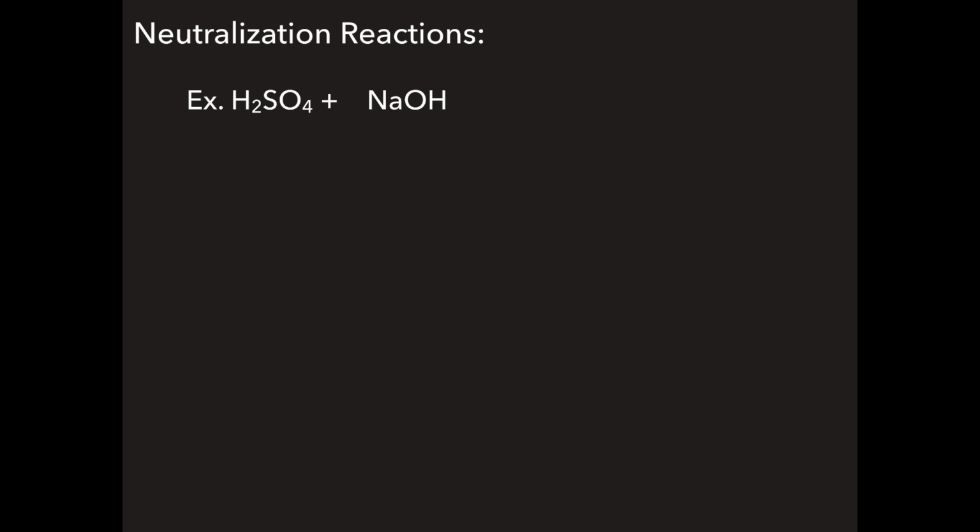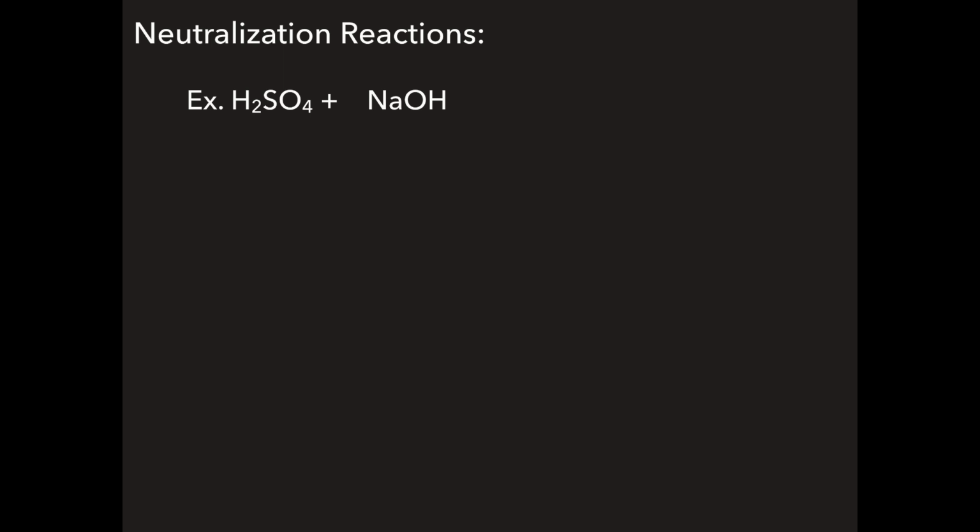So a neutralization reaction is an acid and a base. It's going to form water and then a salt. So let's see that. So here's your example, sulfuric acid and sodium hydroxide. So this is a double replacement reaction. So sodium and sulfate are going to form a compound, and H and OH is going to form H2O.